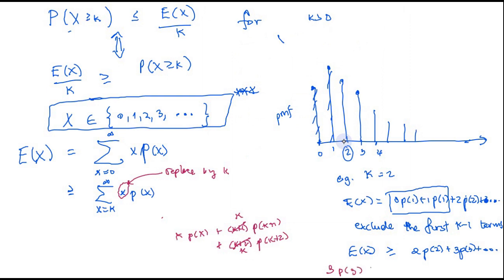In this concrete example, 3 times the probability of 3 is greater than 2 times the probability of 3. And 4 times the probability of 4 is greater than 2 times the probability of 4. If I'm making the overall expression smaller, then I can say this summation is again greater than or equal to the summation of x equals k to infinity of k times the probability of x.